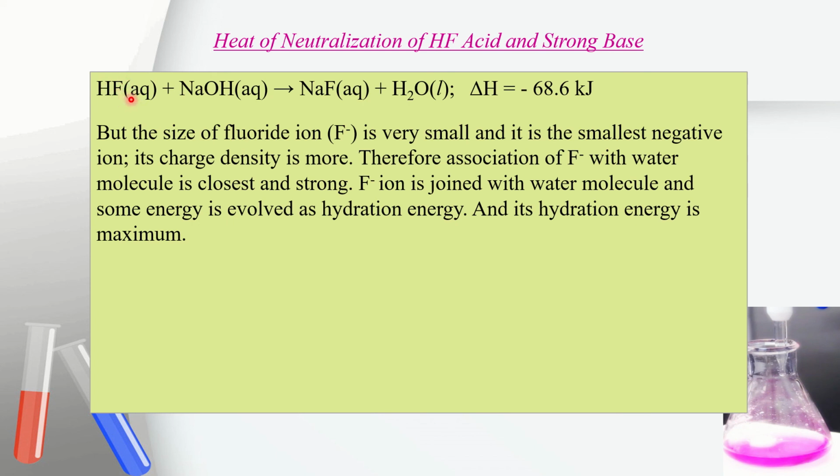Fluoride ion is the smallest anion. The size of the fluoride ion is very small and it is the smallest negative ion. And its charge density is more. You know that for an anion, its charge density is more when it is the smallest anion. That means in the second shell there are 8 electrons. So the charge density is more in the fluoride ion. Therefore, the association of fluoride ion with water molecules is closest and strong.